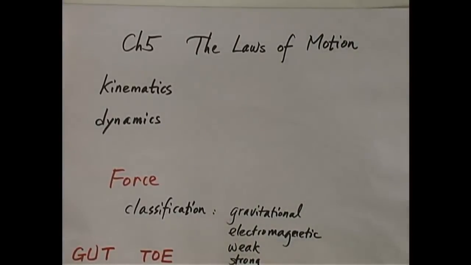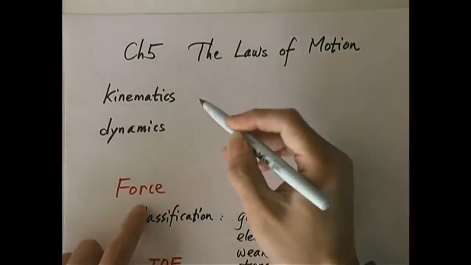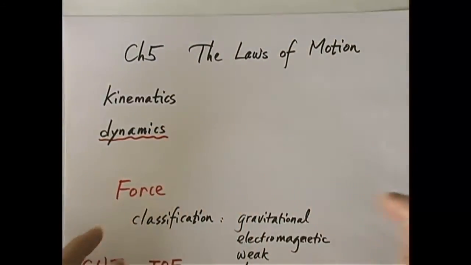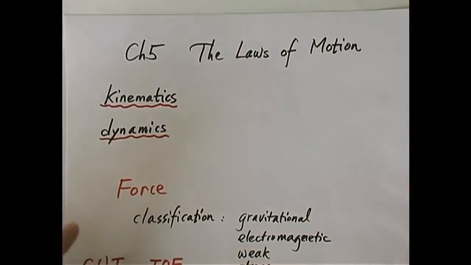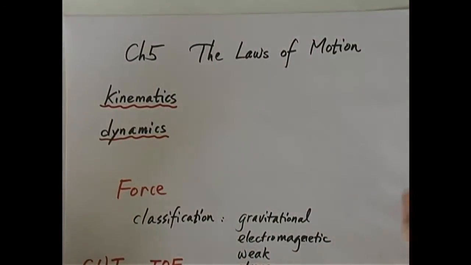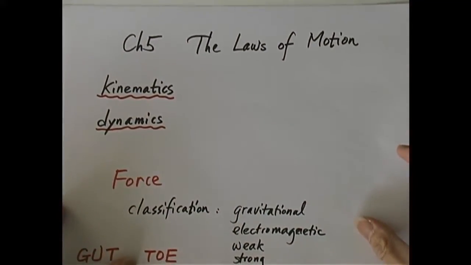Chapter 5, the laws of motion. In this chapter, we're going to study the beginning of dynamics. We have so far focused on what's called kinematics, which is a branch of mechanics. In kinematics, we're focused on the subject of how to describe motion.